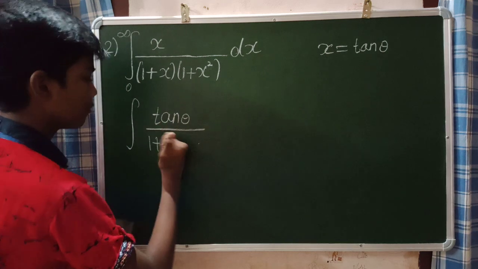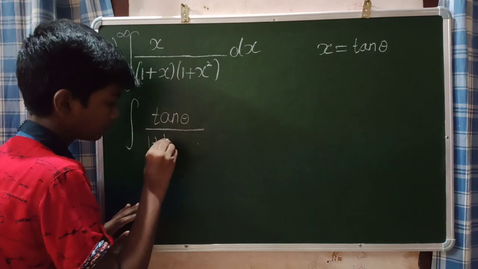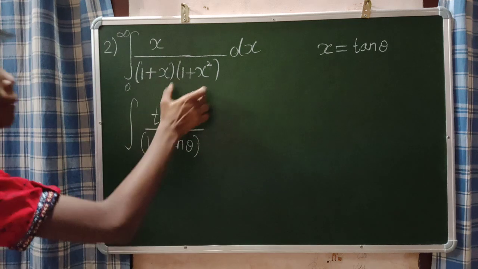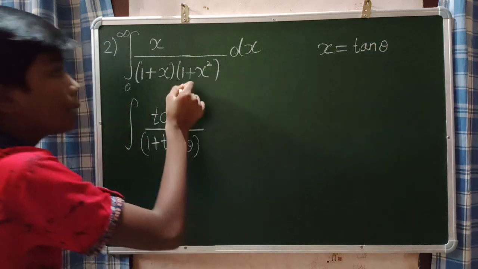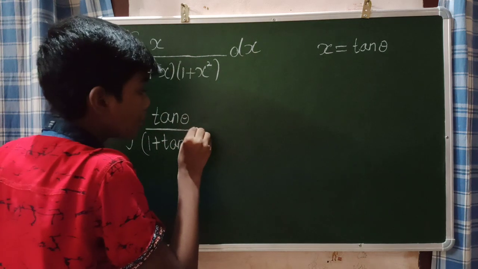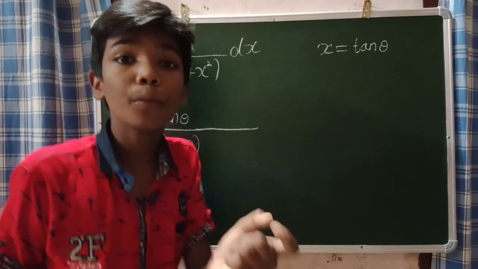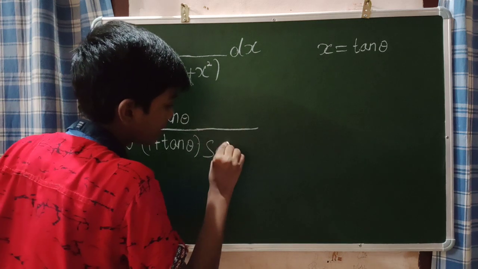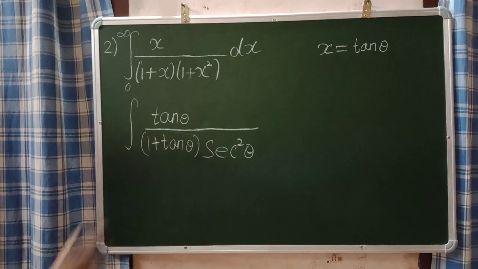1 plus tan theta, into 1 plus x square. What is 1 plus x square? With x equal to tan theta, 1 plus x square is 1 plus tan square theta. So what is 1 plus tan square theta? That is secant square theta. Your Pythagorean identity, guys. So 1 plus tan square theta is secant square theta. That's what I am writing: secant square theta.